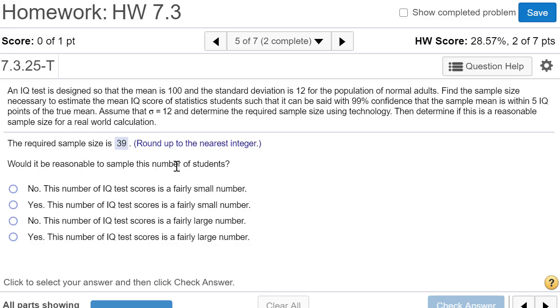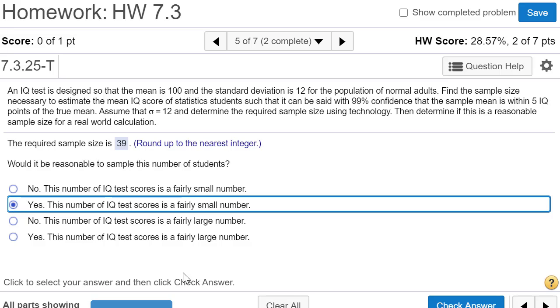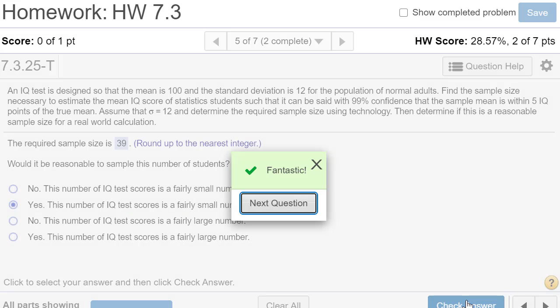Would it be reasonable to sample this number of students? It seems like a fairly good number, fairly small. It's not too large. So this is a fairly small number. It's not like 10,000 or 500,000 or anything like that.